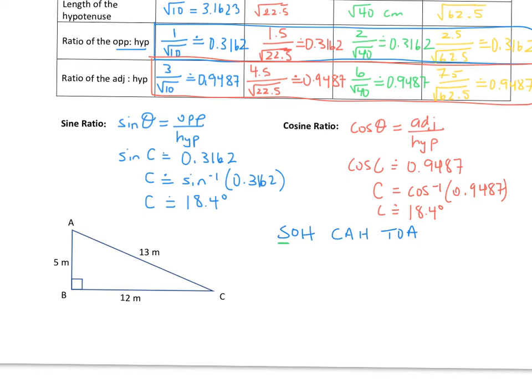So S stands for sine. Sine is the ratio of opposite compared to hypotenuse. Cosine is the ratio of adjacent compared to hypotenuse, and tangent is the ratio of opposite compared to adjacent. So that is a way to help you remember.